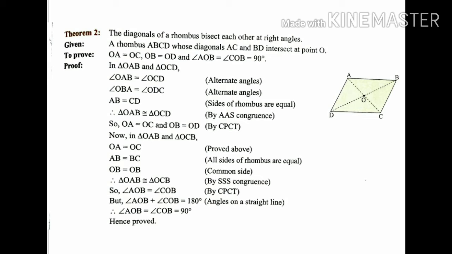Now in triangles OAB and OCB, OA is equal to OC, that we already proved above. AB is equal to BC, all sides of a rhombus are equal. OB is equal to OB, common side. That means by SSS property, these two triangles, OAB and OCB, are congruent. If these two triangles are congruent, then angles will be equal to each other, like AOB is equal to COB by congruent parts of congruent triangles.